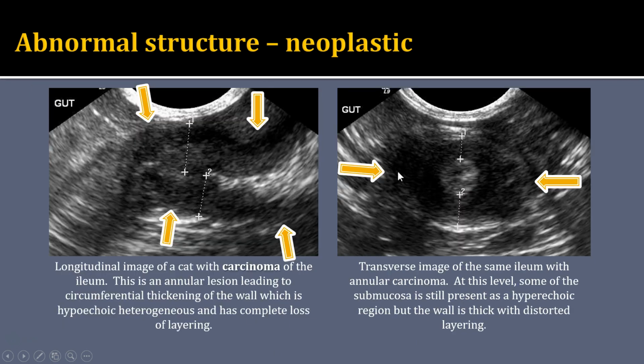Here's another patient that has an annular carcinoma that I can see, especially if I look at this transverse image on the right: this hypoechoic transmural infiltrate that has loss of layering surrounding the area of the lumen here. In long axis, the lumen is here, and then we can see this wall that is diffusely hypoechoic with loss of layering.